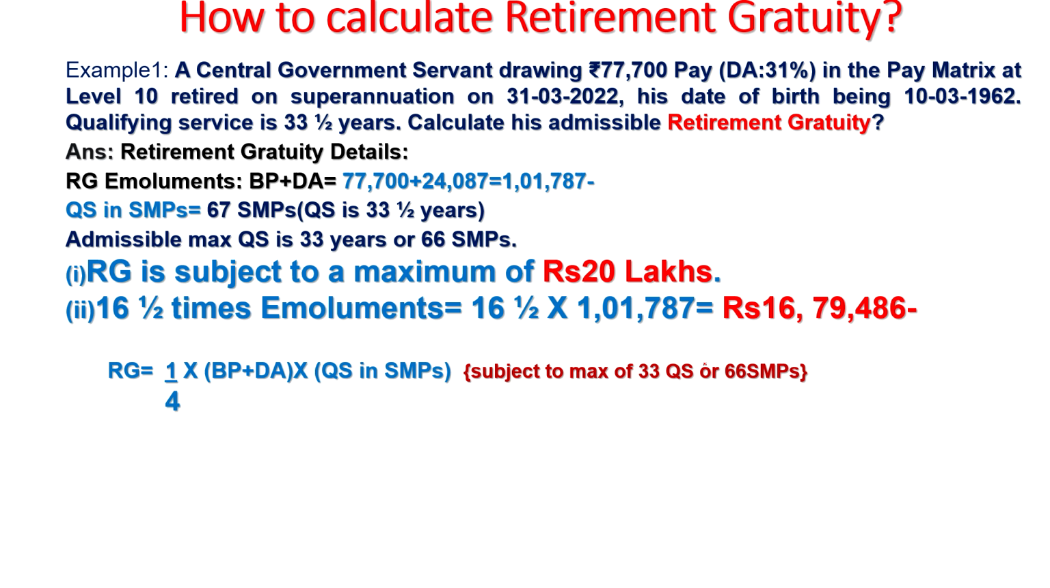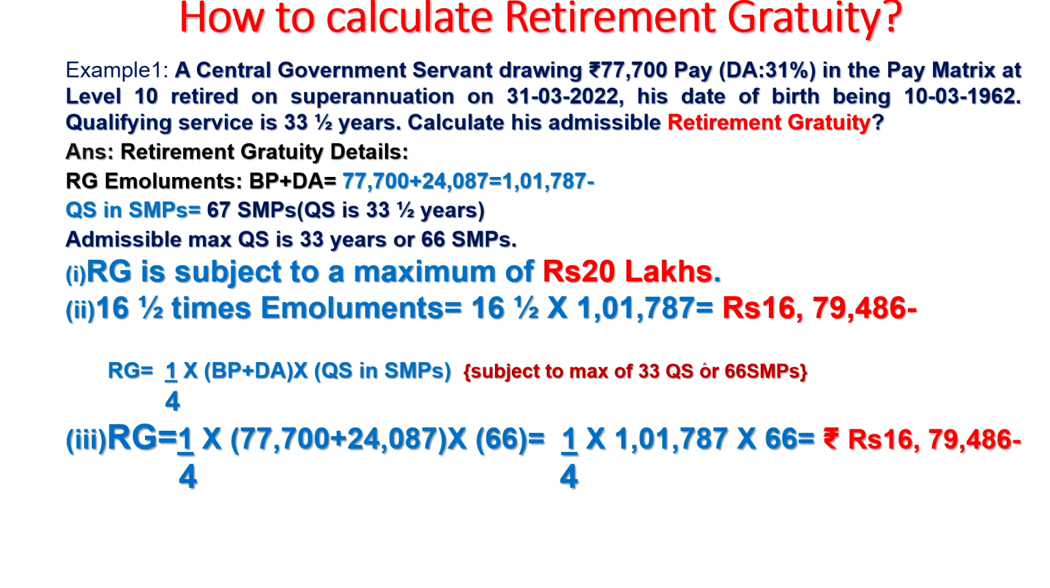We have retirement gratuity of 1/4 of basic pay plus DA, that is emoluments, into qualifying service in SMPs, subject to a maximum of 33 years. This comes to 1/4 of 77,700 plus 24,087 into 66. Even though we have 33 and a half, it will be restricted to 66 only. So the amount will be 1/4 of 1,01,787, and 66 is the SMPs, that is 6 monthly periods.